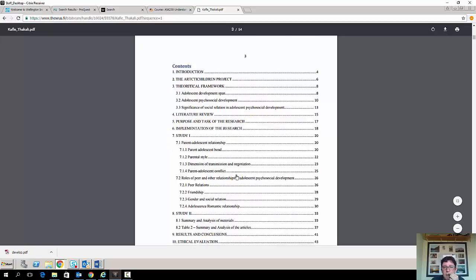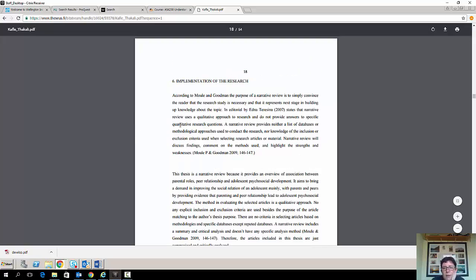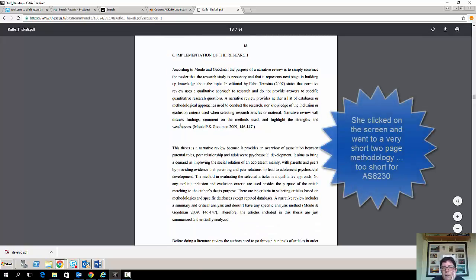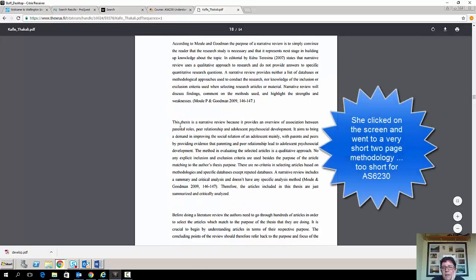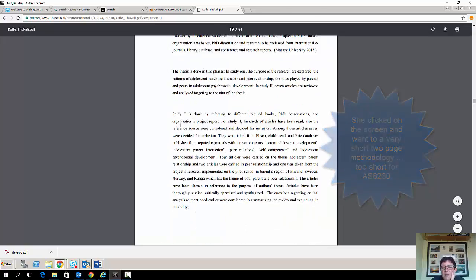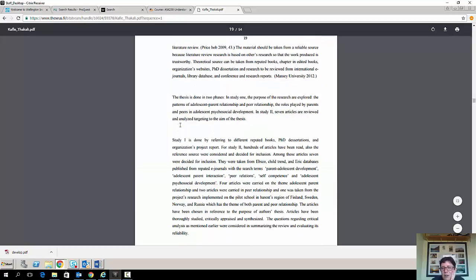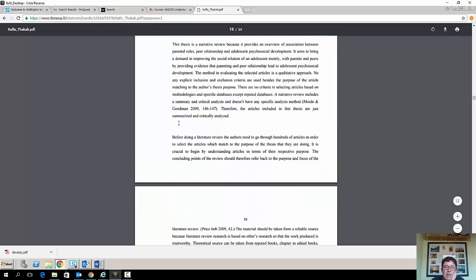Literature review, purpose of implementation of the research. So that would be, it's a narrative review before doing literature reviews. So I've looked at it as a bachelor's thesis. It's only got 2 pages of methodology. It's actually not going to be useful for this assignment at all.